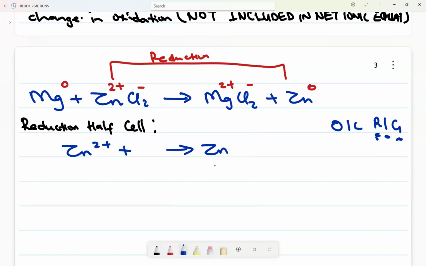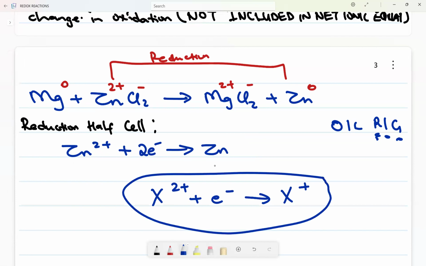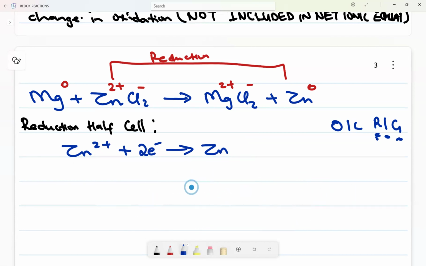Again, if here it is 0, it tells you that the electrons that were there were 2 electrons. So 2 electrons plus 2 protons gives you 0. What if we had X 2 plus, then forming X plus? It tells you that you only had 1 electron. Take note of that. And then we are done, guys. When you have done this, it is the reduction half cell.